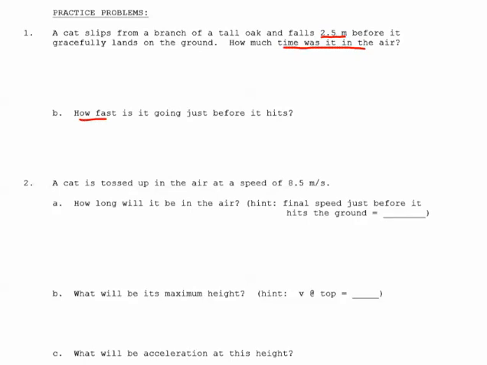Okay, so we list what's asked for. So the first one, we're looking for time. All right, now what are we given? Well, the obvious thing is the distance that it falls. All right, and actually it should be a displacement, so we want to put -2.5 meters because it's the downward direction.